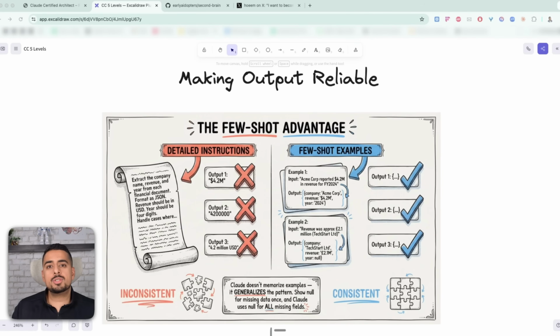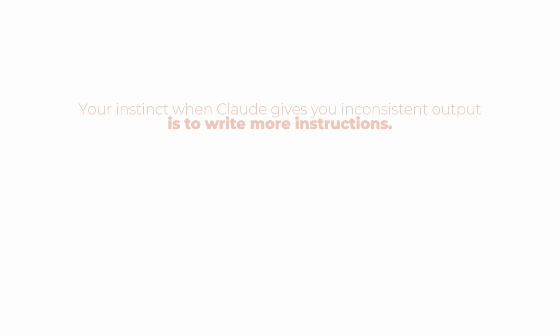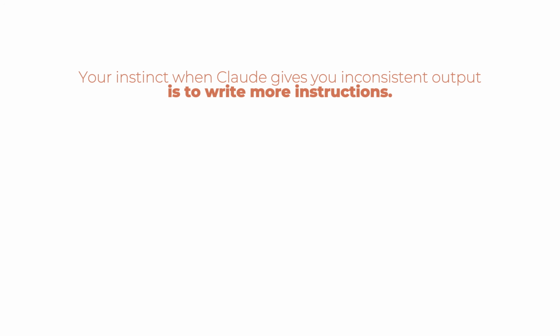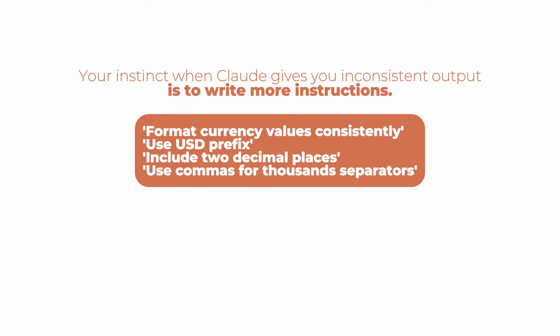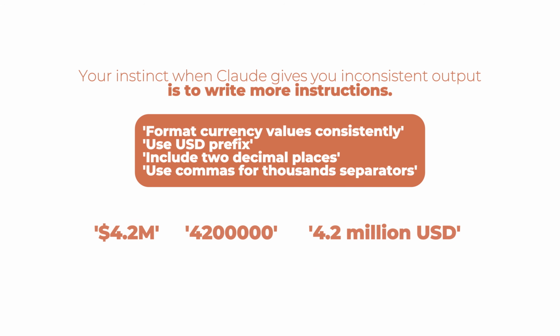So when it comes to making outputs reliable, this is a whole portion of the guide that's dedicated to dealing with inconsistency in Claude's responses. Your instinct when Claude gives you inconsistent outputs is to write more instructions. So for whatever reason, your instructions involve number crunching, something like handling different currencies, different decimal places. You try to shove all of that in there. But Claude interprets it differently each time. One response can give you one number versus another depending on the day, the model you choose, etc.